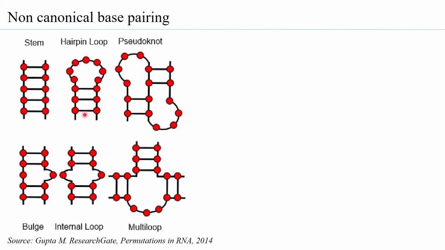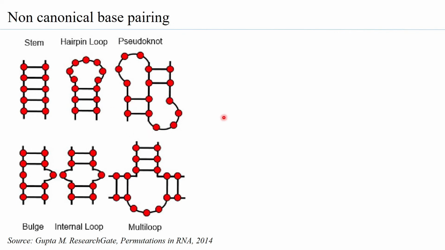Then of course another common feature is the stem and loop structure, which is more commonly called the hairpin loop. Here you may again have non-canonical base pairing. These do not base pair and loop out. This is a very common secondary structure in RNA.